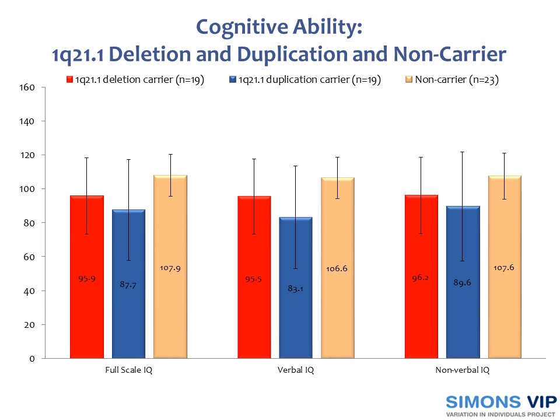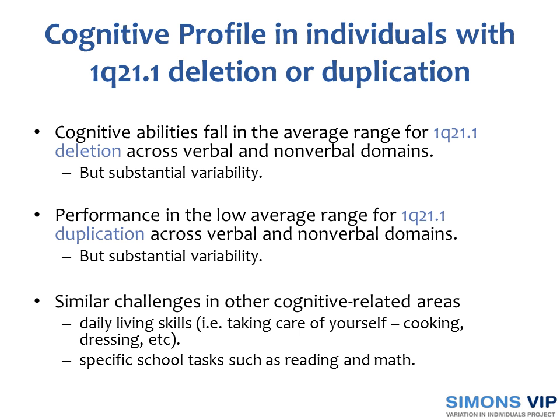and again with considerable variability, ranging from folks who have intellectual disability, that is a diagnosis of significant impairment in cognitive ability, to folks that are above average. So a lot of variability here in terms of the cognitive profile. So as I mentioned, abilities are falling in the average range for our folks with deletions, in the low average range for folks with duplications, but with substantial variability across both.